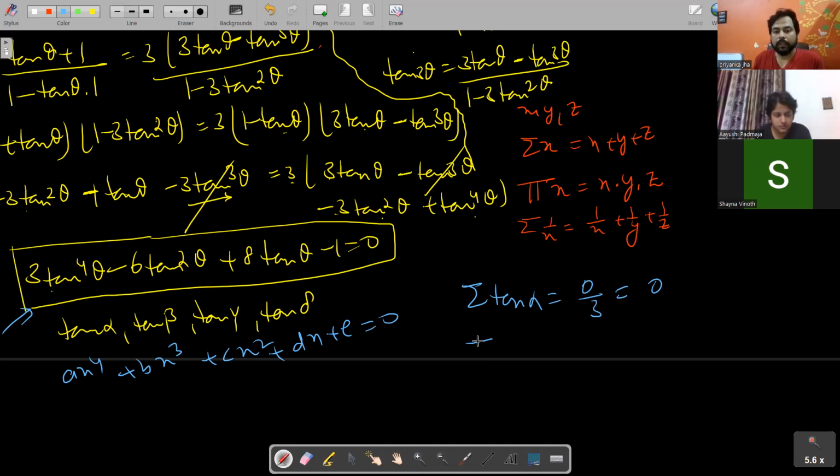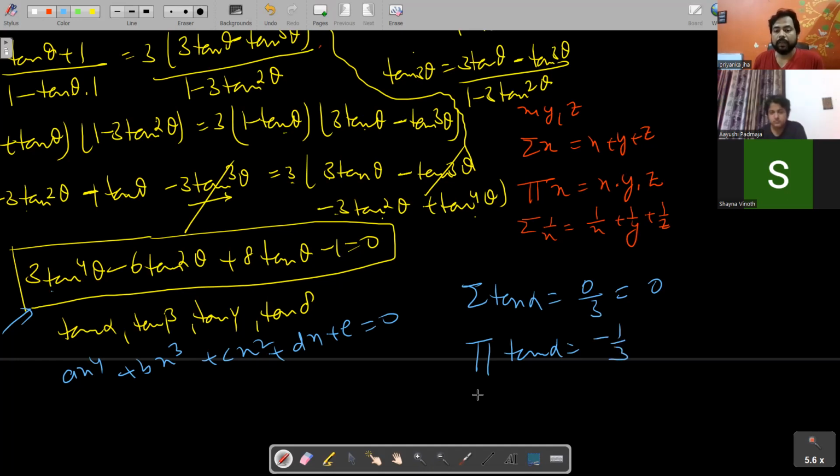And then this is the product of tan alpha, that is the product of roots. So see, the sum of the roots taken 1 at a time is minus b by a. The sum of the roots taken 2 at a time is c by a. The sum of the roots taken 3 at a time is minus d by a. The product of the roots is e by a. e is what? Minus 1. So this is minus 1 upon 3.